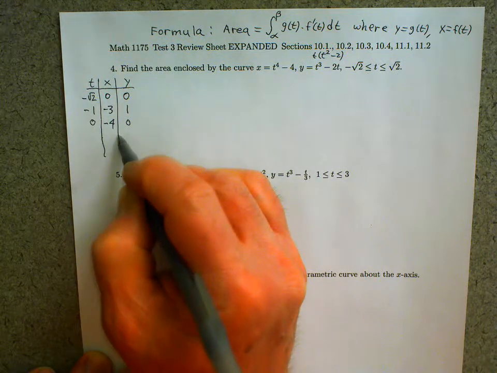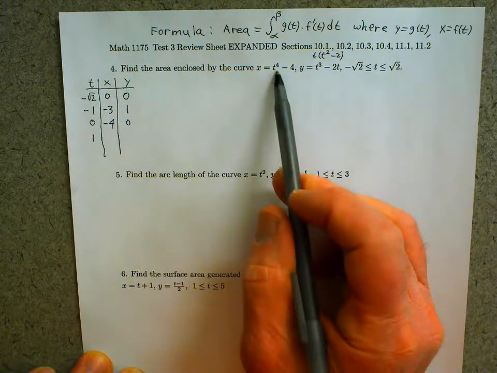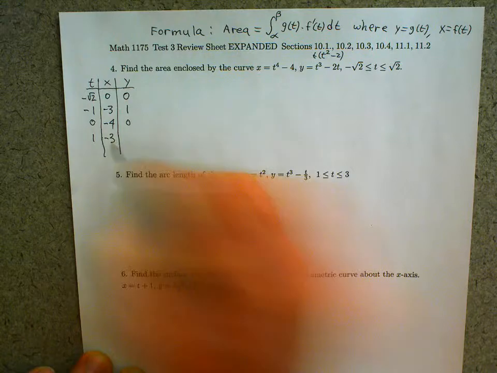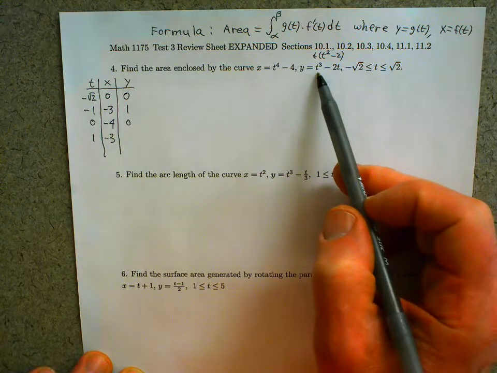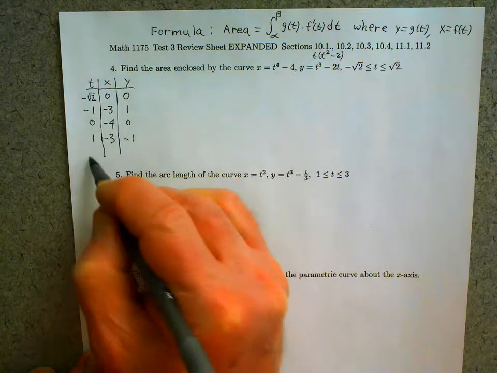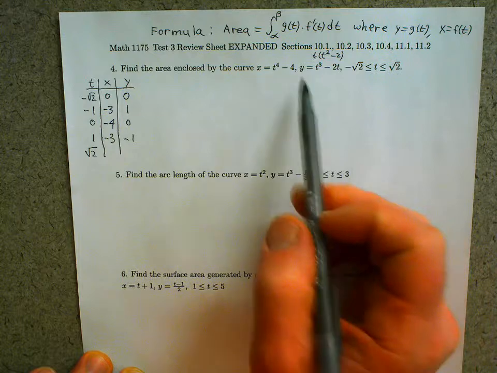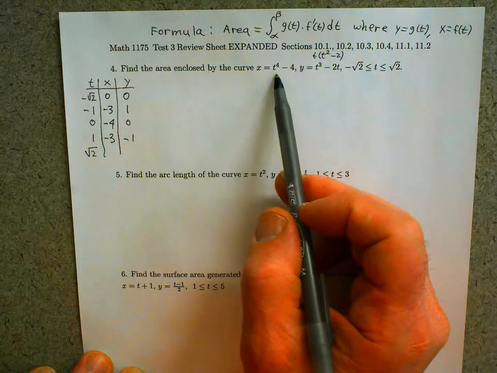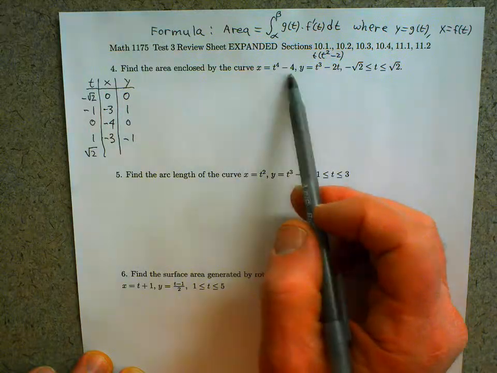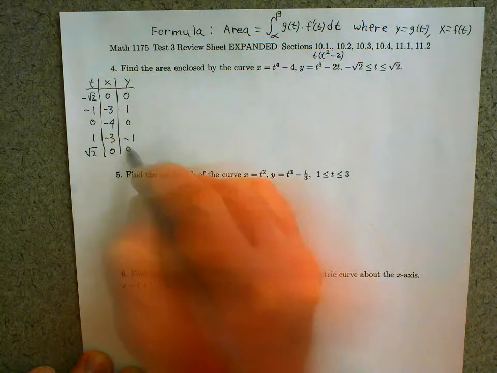And just a couple more points. When t is positive 1, the x-coordinate is negative 3. And the y-coordinate, 1 minus 2, is negative 1. And then at square root of 2, the same sort of thing occurs as with negative square root of 2. The x-coordinate will be 0, and the y-coordinate will also be 0.